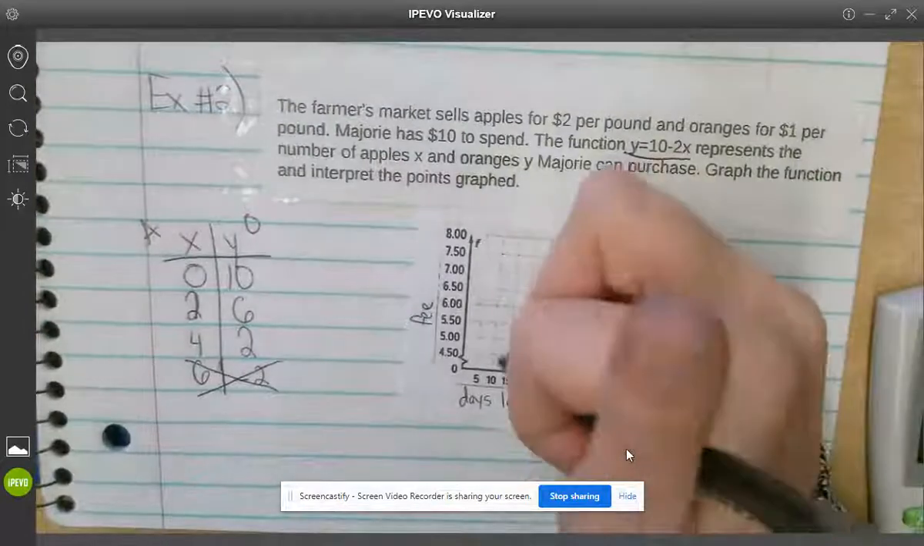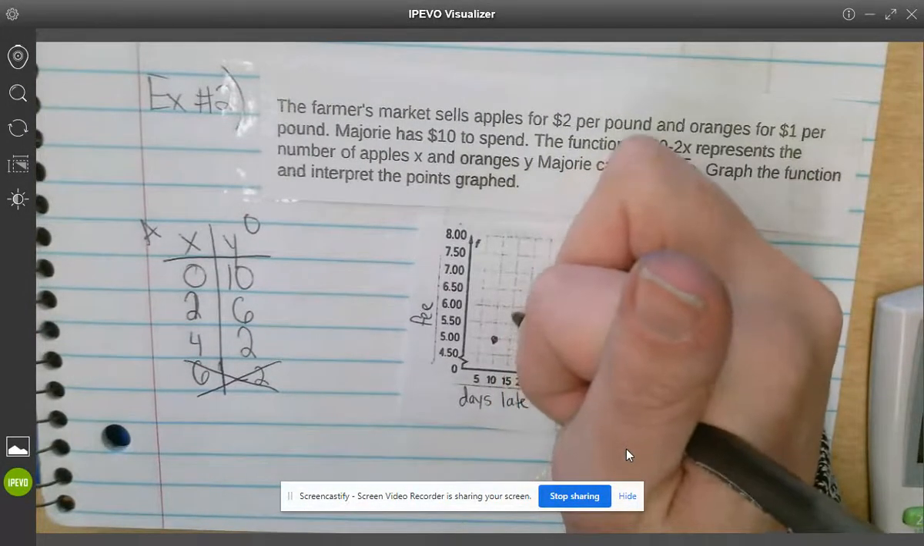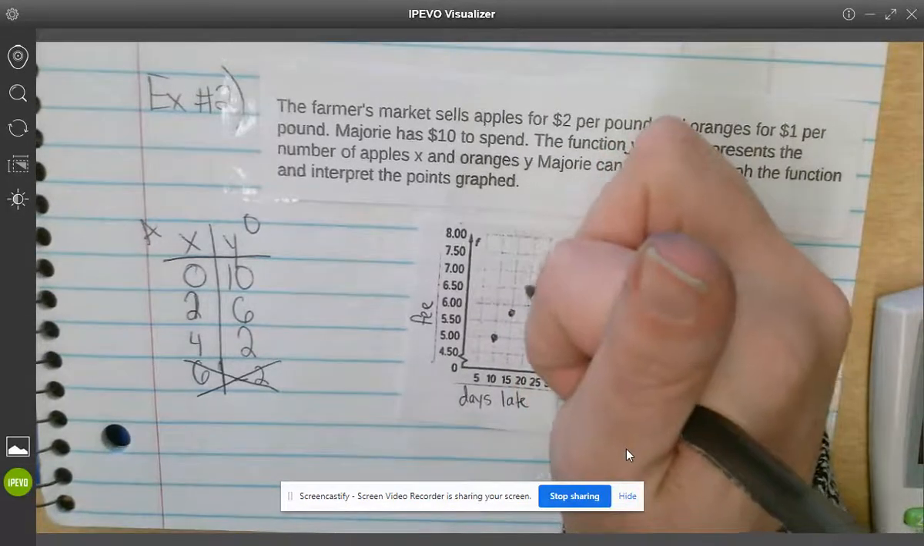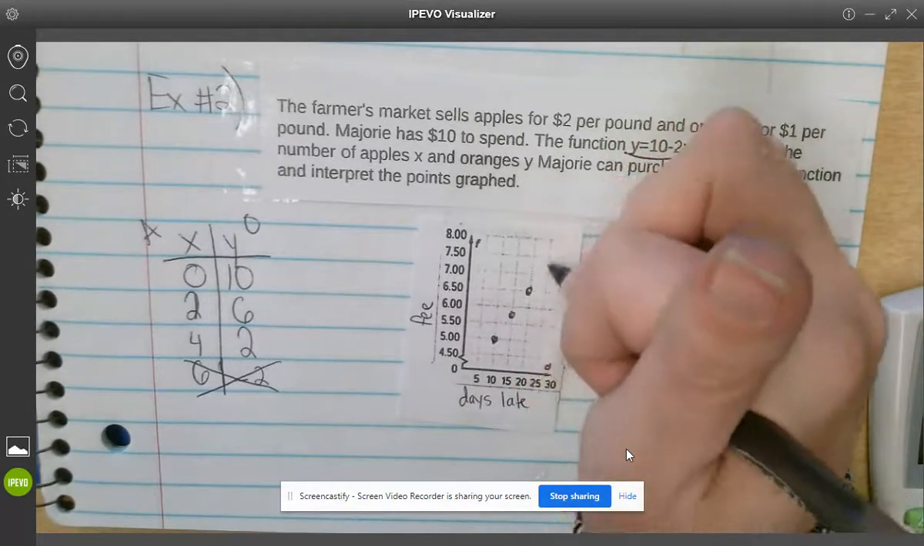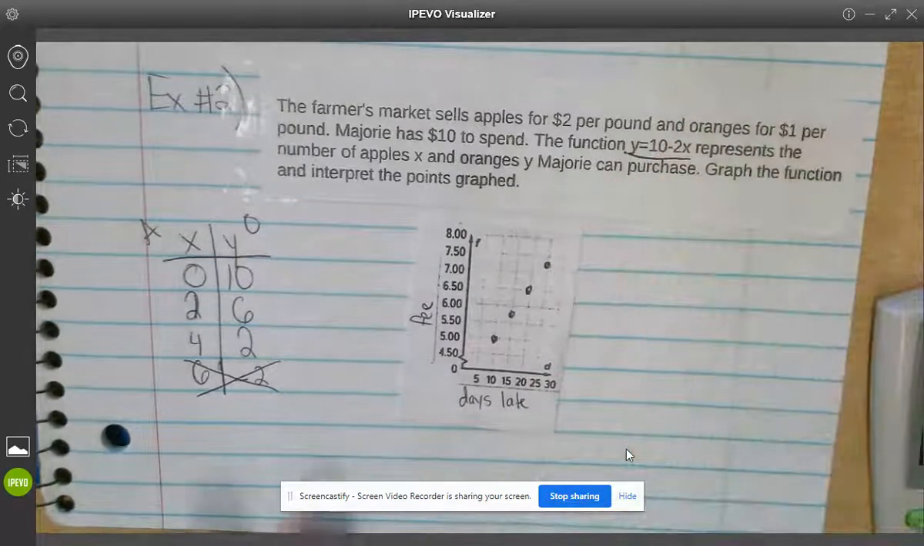Okay, so at 10 days late, I owed $5. 15 days late, I think it was $5.75. 20 days late, it was $6.50. At 25 days late, it was $7.25. So there's my chart for that.